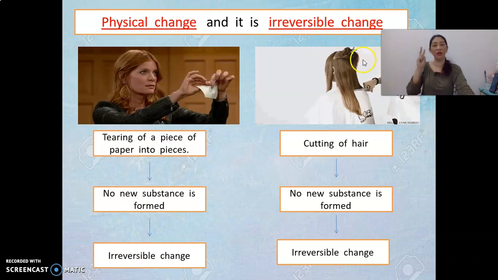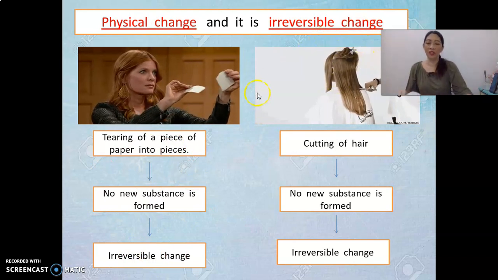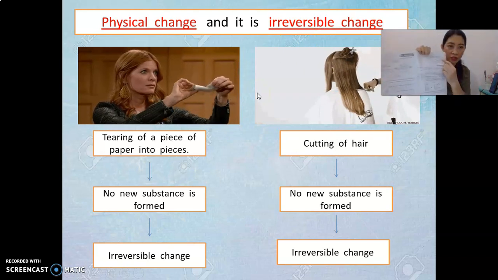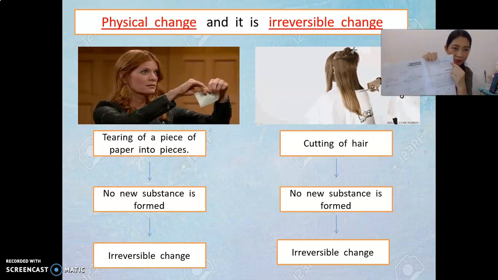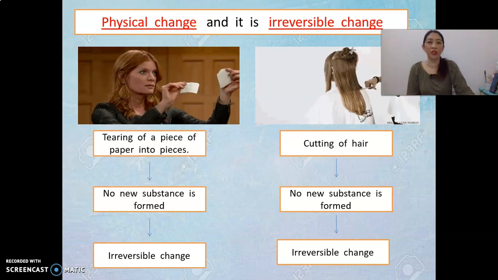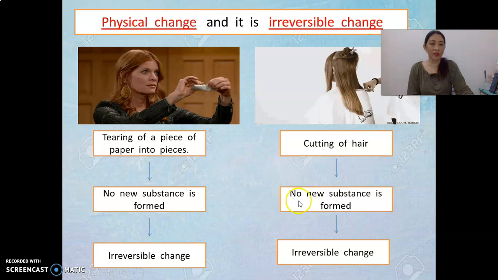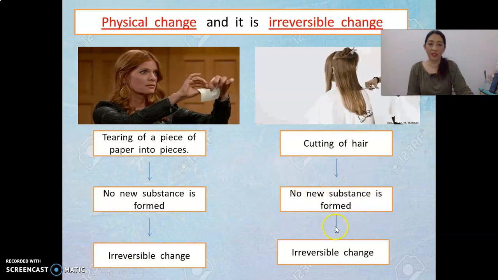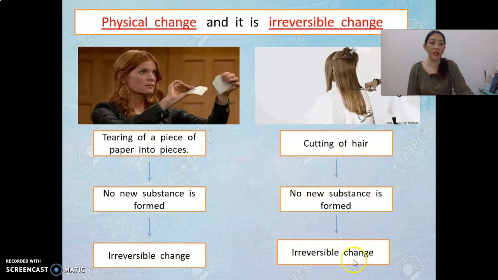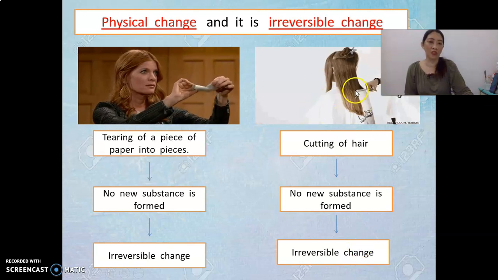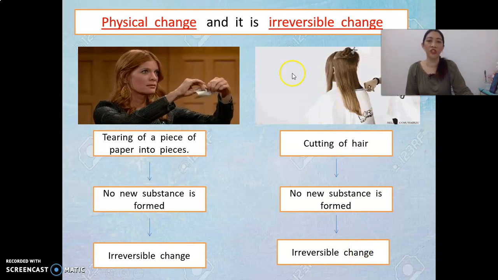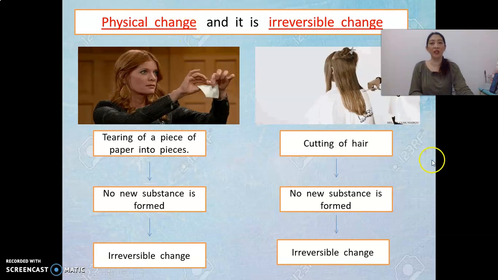Okay, number 2, cutting of hair. This is physical change. No new substance is formed. This is a reversible change. So this is a reversible change, but physical change.